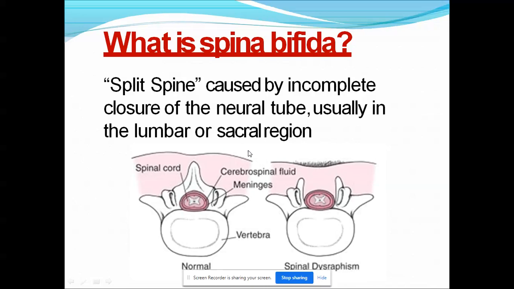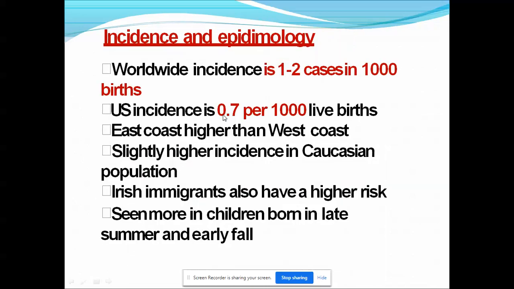So remember, spina bifida is a neural tube defect. So incidence, worldwide incidence is 1 to 2 cases in 1000 births. So out of every 1000 births, 1 to 2 cases will have spina bifida. Okay, see, it depends on the ethnicity and race also. So in some countries the prevalence is more than in others.